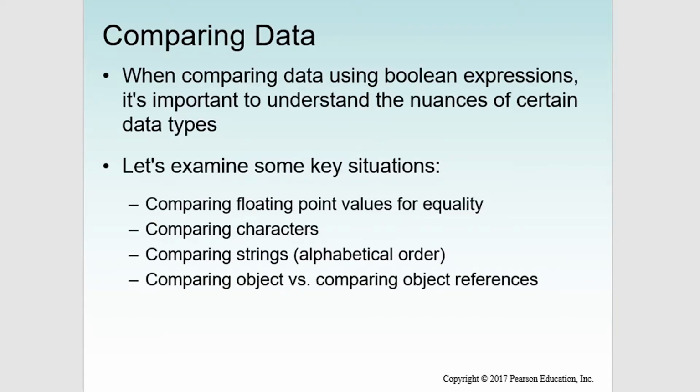Comparing data. When comparing data using Boolean expressions, it's important to understand the nuances of certain data types. Let's examine some key situations: comparing floating point values for equality, comparing characters, comparing strings, alphabetical order, comparing objects versus comparing object references.